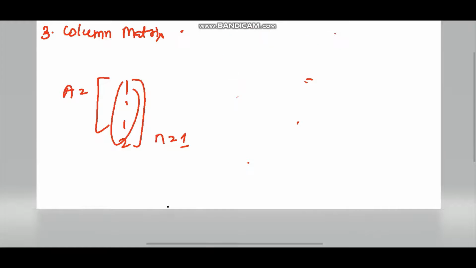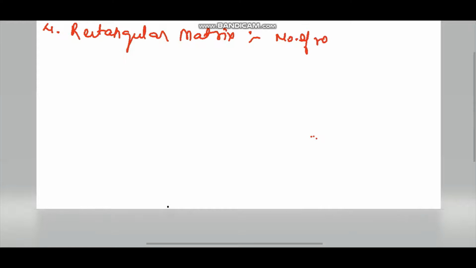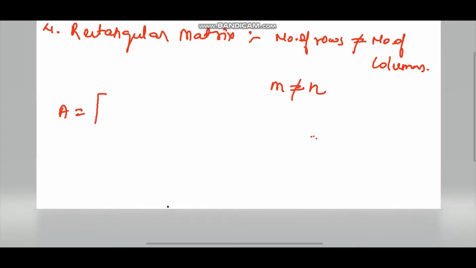Next we have the rectangular matrix. A matrix is called a rectangular matrix when its number of rows is not equal to its number of columns, like m is not equal to n.